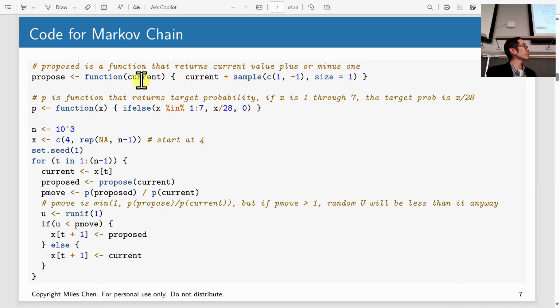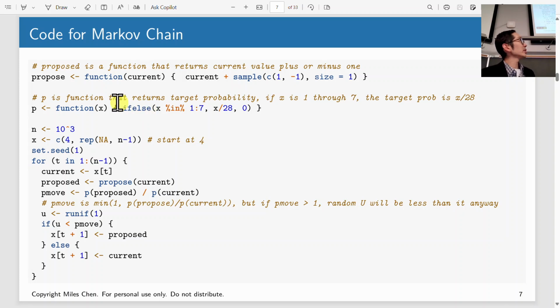We have this function propose, which takes your current state and proposes the state plus or minus 1. So if you are at state 5, it will return either a 6 or a 4. If you're at state 7, it will return either an 8 or a 6. If you're at state 1, it'll return either a 2 or a 0.